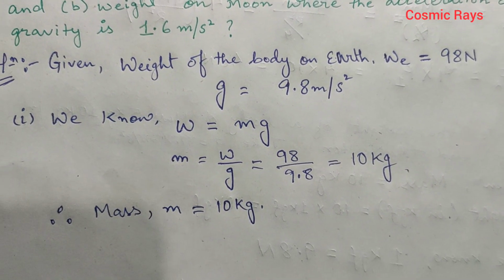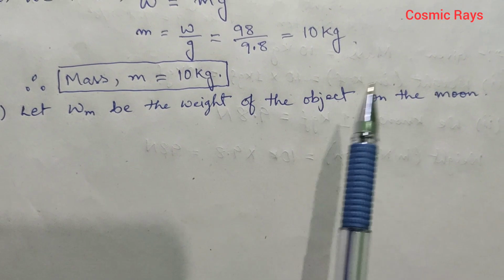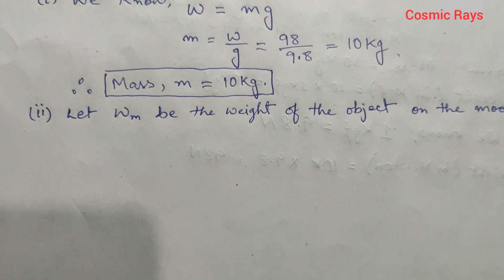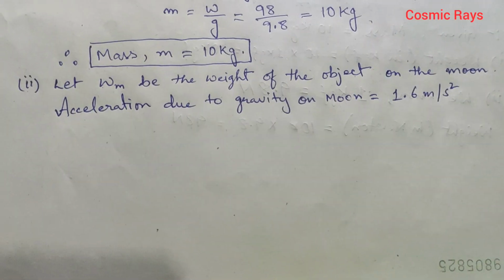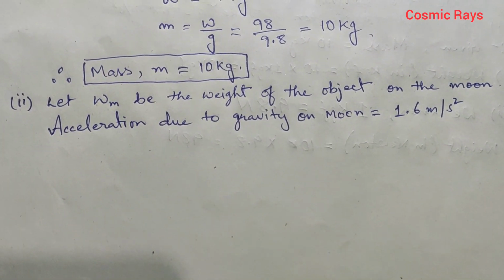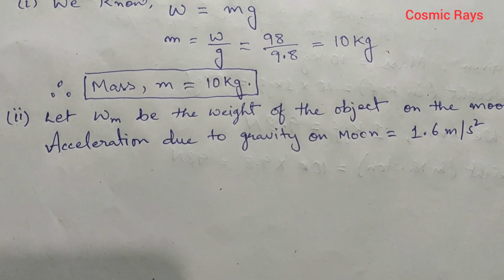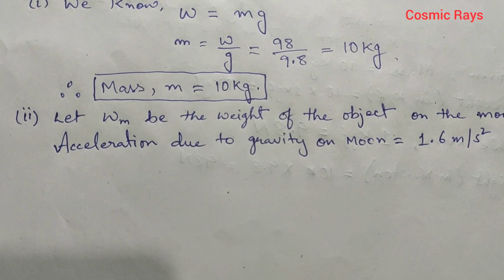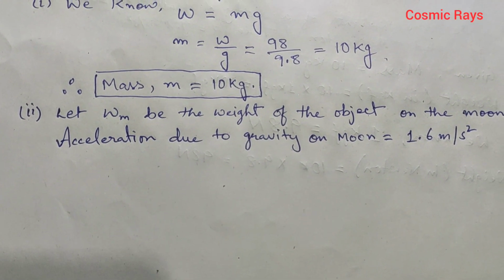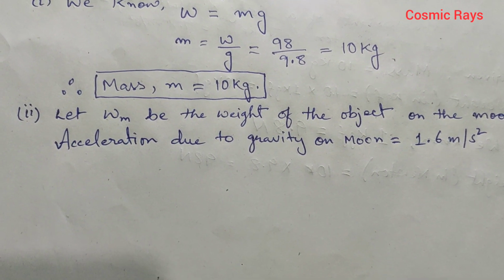So we write let Wm be the weight of the object on the moon, and we have been provided with the acceleration due to gravity on moon, that is 1.6. Again we will be using the equation weight is equal to mass into acceleration due to gravity. So since we are talking about weight on moon, acceleration due to gravity will be taken to be on the moon, that is 1.6 meter per second square.